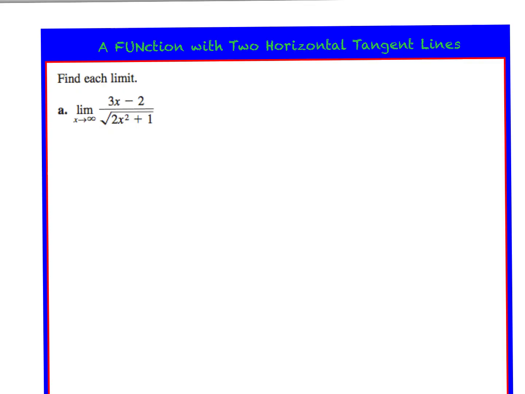So now let's look at this one. So now we have a limit as x approaches infinity of 3x minus 2 over the square root of 2x squared plus 1. All right, so where's my higher power?